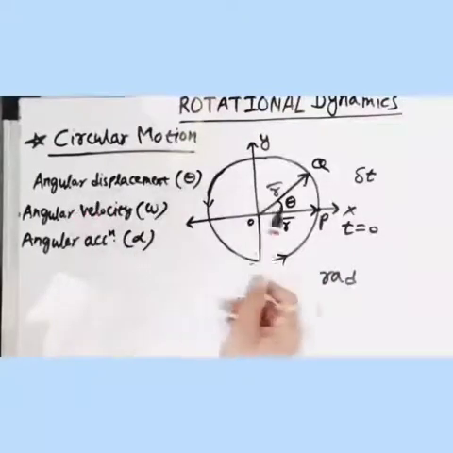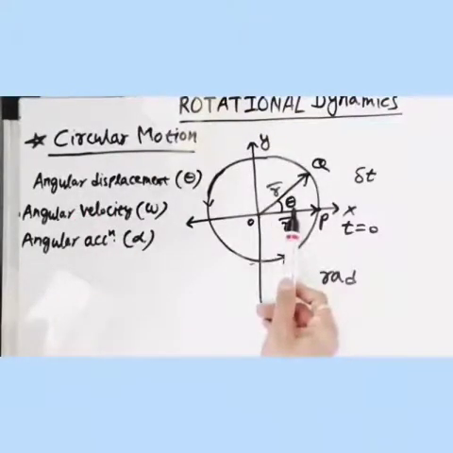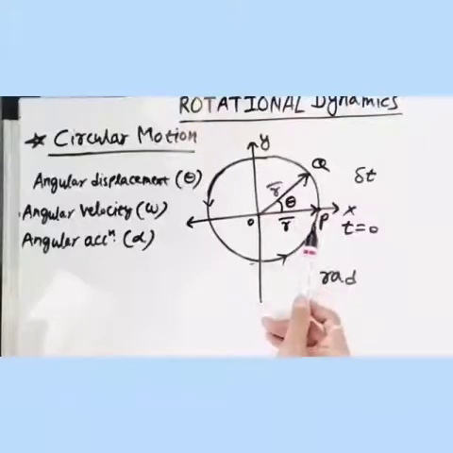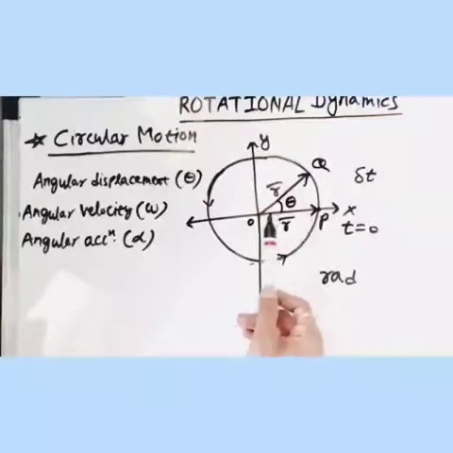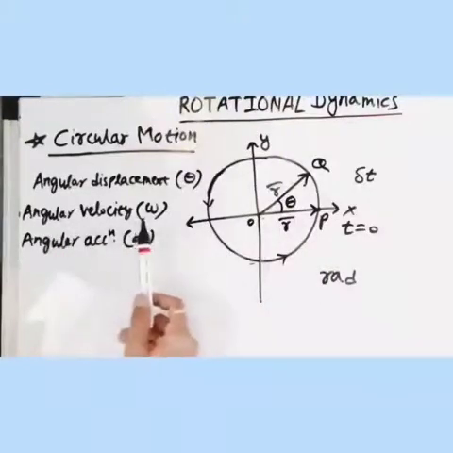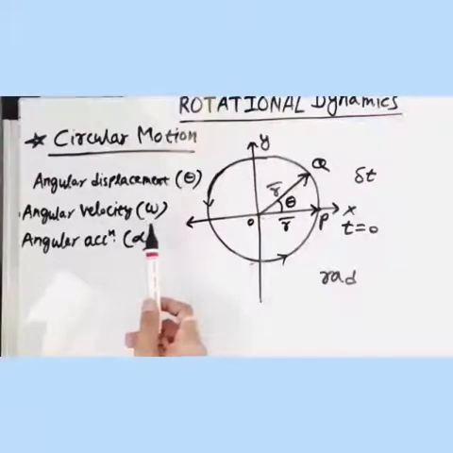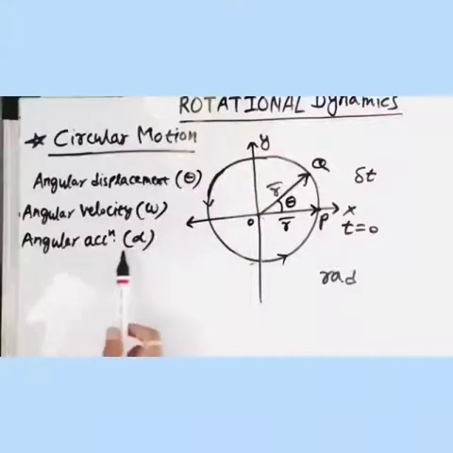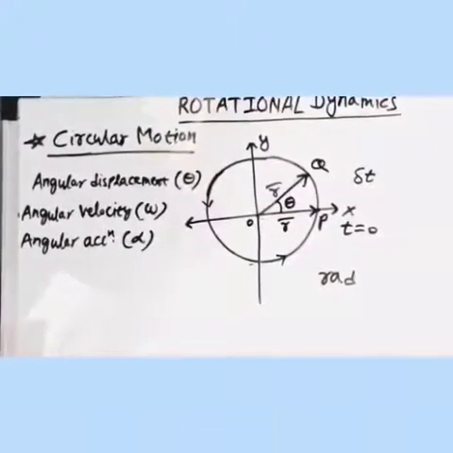So in circular motion, these three physical quantities we have studied. Angular displacement is nothing but the angle traced by the radius vector or position vector of a particle at the center of the circle. Angular velocity is the angular displacement per unit time. Angular acceleration alpha is the rate of change of angular velocity per unit time.